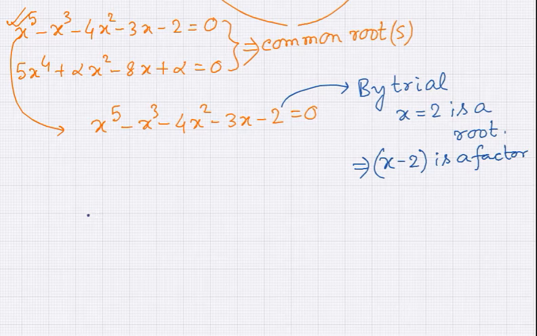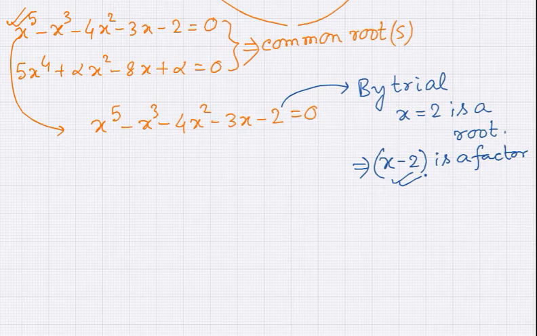So once we get x equal to 2 is a root, definitely we can gather the other roots of this equation also. Now here, to get the other roots of this fifth degree polynomial, we have to find out the other factors of this equation. To find out the other factors, what we need to do is divide this polynomial by this particular factor x minus 2.